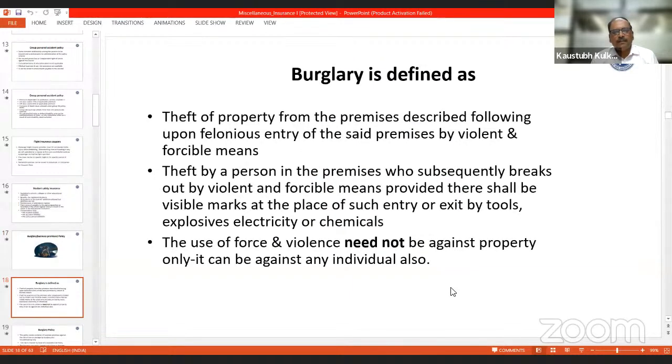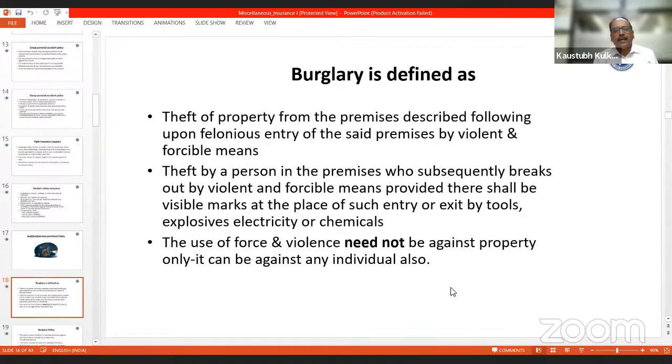Now, what is burglary? Burglary is defined as theft of property from the premises described, following upon felonious entry of the said premises by violent and forcible means. So here again, the violent and forcible means has to be there and the entry should be felonious. So what do you mean by this burglary? There has to be a violent means, a forcible means. The entry has to be by way of force in the business premises.